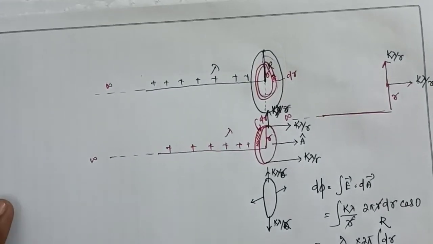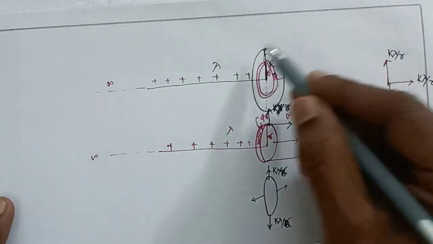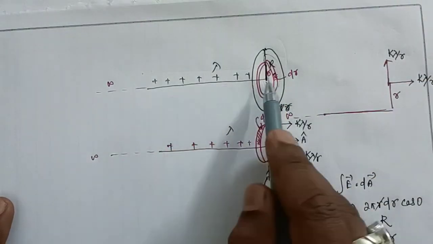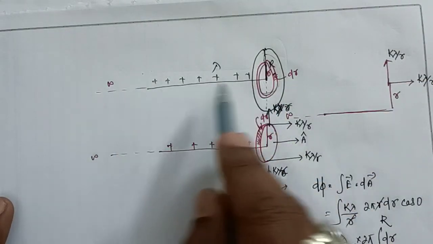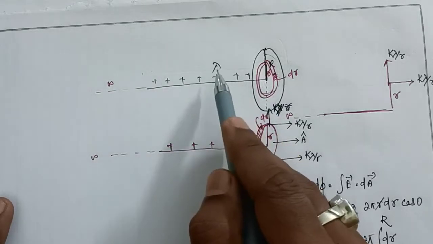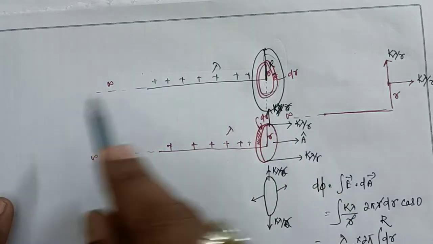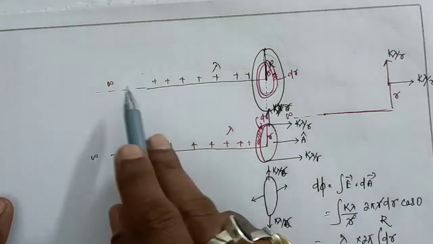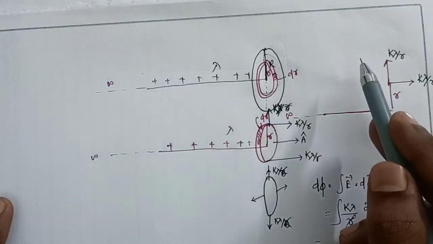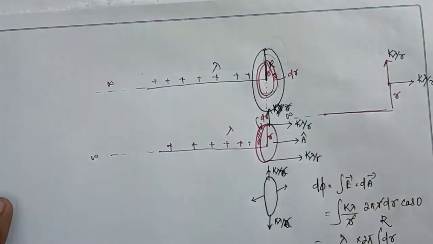Let me explain one more time for my students. This is a non-conducting disk. Exactly on the axis of the disk, an infinite line charge, with one end going to infinity, is connected. The question is asking, due to this infinite line charge, how much flux passes through this disk.